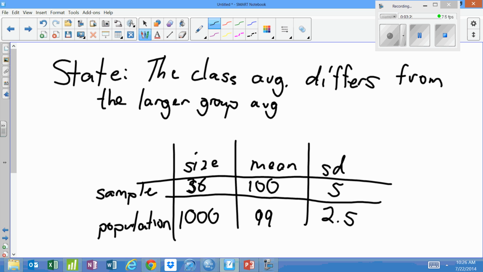And the reason we do this step is so that you can determine what you're actually trying to find. So the state step lets you look at it and determine, okay, I think that there is a difference, or I think one group is bigger than the other, or so forth. So your state step lets you make a comparison of the larger group. It helps you look at what you're trying to find.